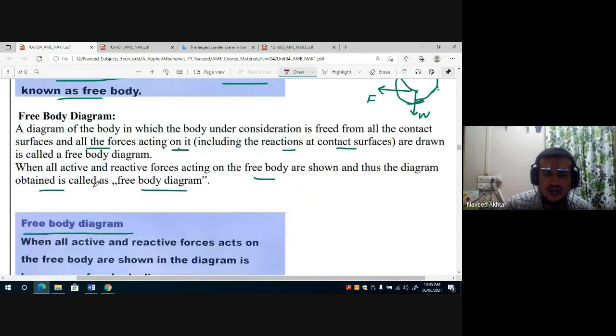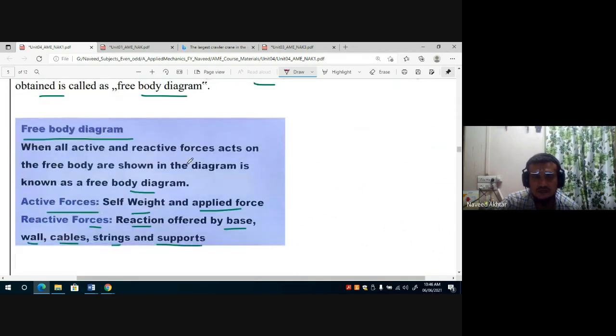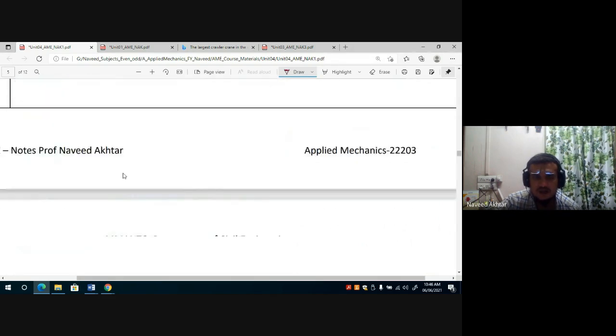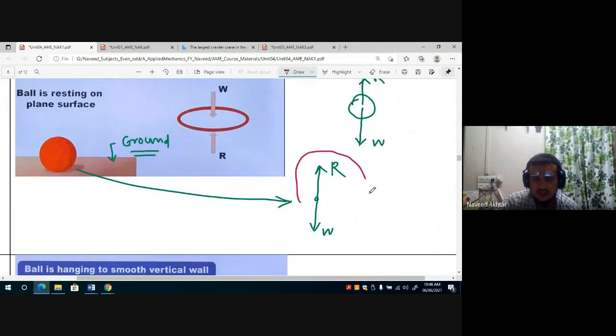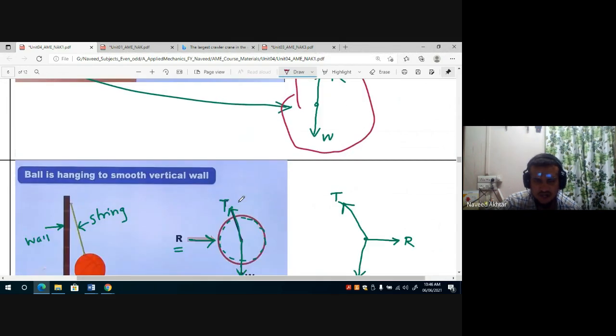और फ्री बॉडी डायग्राम क्या बोलते हैं? A diagram of a body in which the body under consideration is freed from all the contact surfaces, and all the forces acting on it, including the reactions at contact surfaces, are drawn, is called a free body diagram. तो बिना किसी सराउंडिंग के, बिना किसी बॉडी के, हम अगर बॉडी पे जो फोर्सेस हैं उसको सिर्फ ड्रॉ करते हैं, तो इसको हम फ्री बॉडी डायग्राम बोलते हैं.